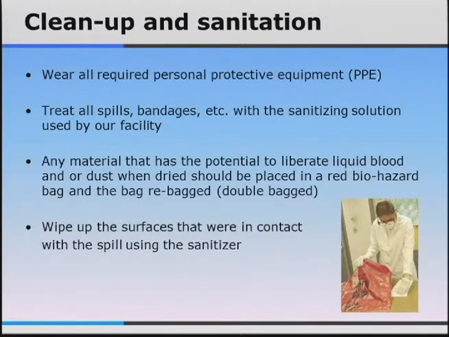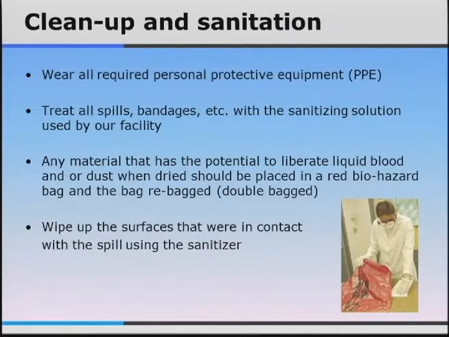How do we clean up and sanitize our area? Remember, wear all required personal protective equipment. Treat all spills, bandages, etc. with the sanitizing solution used by our district. Any material that has the potential to liberate liquid, blood, and/or dust when dried should be placed in a red biohazard bag, and the bag should be rebagged or double bagged. Wipe up the surfaces that were in contact with the spill using the sanitizer.